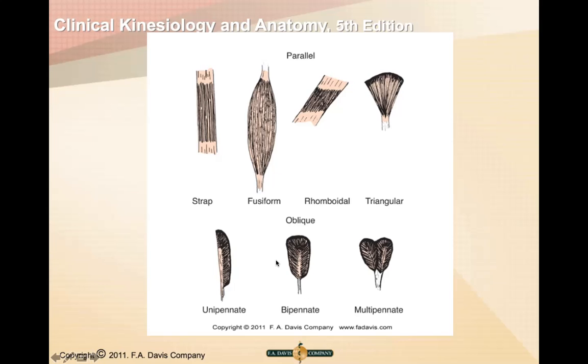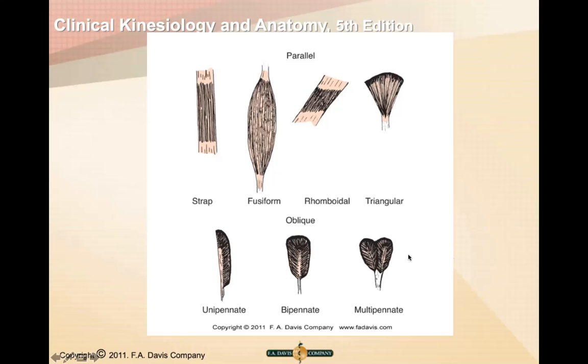Now let's look at oblique muscles. So you have unipinnate muscles, bipinnate muscles, and multipinnate muscles. So let's give you the best examples of each of these. Multipinnate muscles, let's look at those.